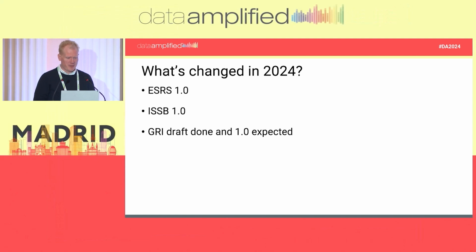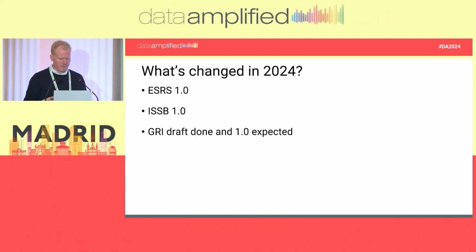What's changed in 2024? Well, we have ESRS at version 1.0 and published to the public. We've also, earlier in the year, had ISSB published in 1.0. And around the same time, GRI published their draft for the consultation, and GRI's 1.0 release is expected by the end of this year. So 2024 is the year of the sustainability taxonomy, because we've gone from 0 to 2, and probably to 3.